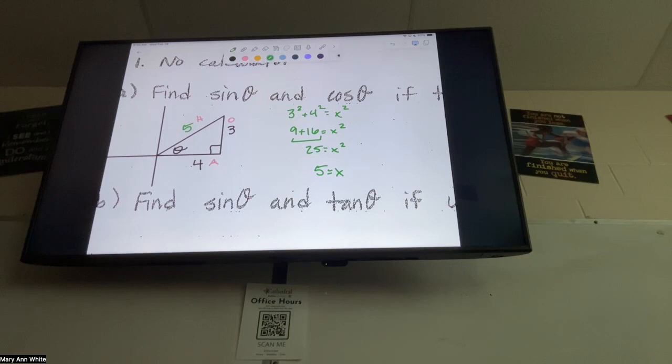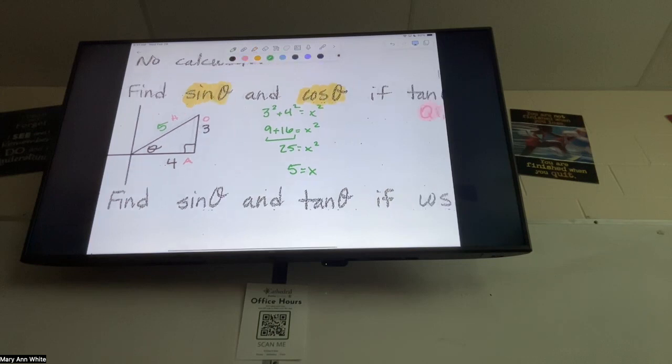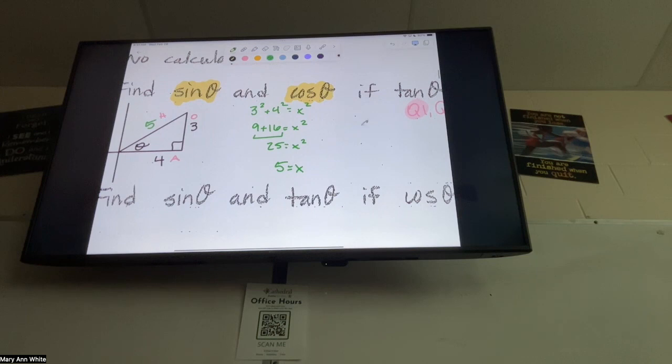Once I've done that triangle, now I'm ready to figure out what cosine and sine are. Can we do that just based on the picture that we have now? Absolutely. So over to the side, I'll write: sine of theta equals 3/5 and cosine of theta equals 4/5. All right, everybody okay with that?